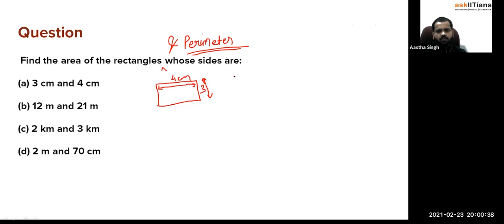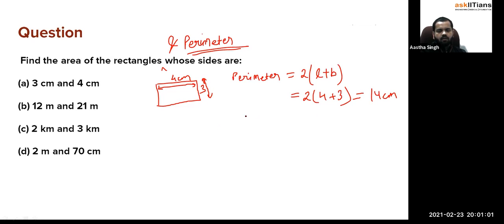In the first case, the perimeter of a rectangle is 2 times of L plus B. 2 times of length, which is 4, plus 3, so 4 plus 3 is 7. 2 into 7, that is 14 centimeter will be your perimeter, right?